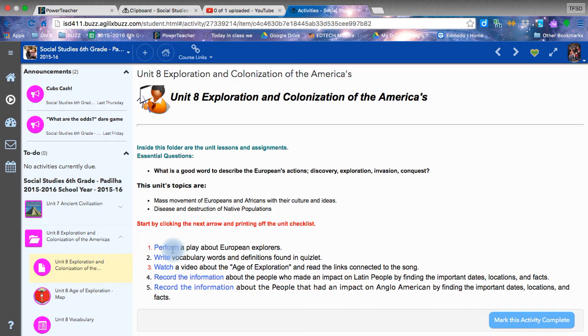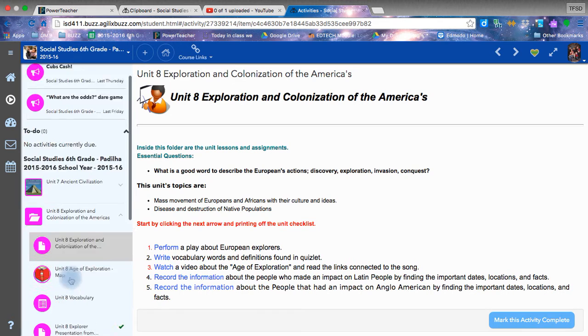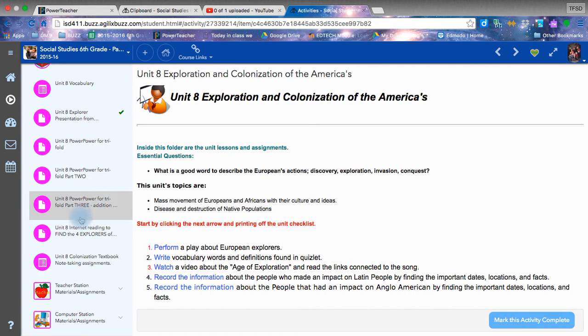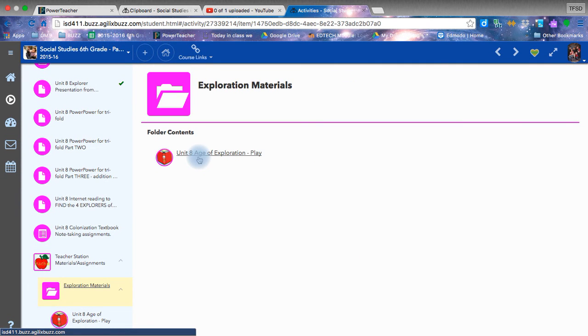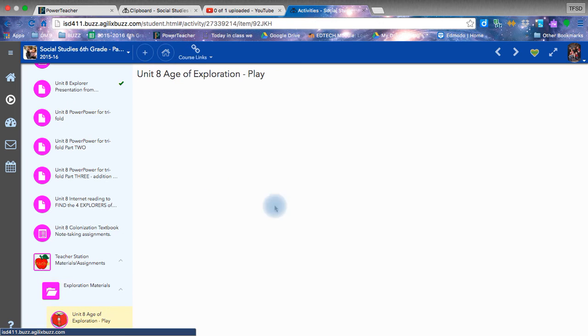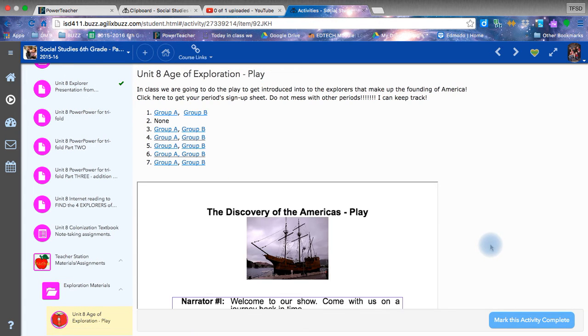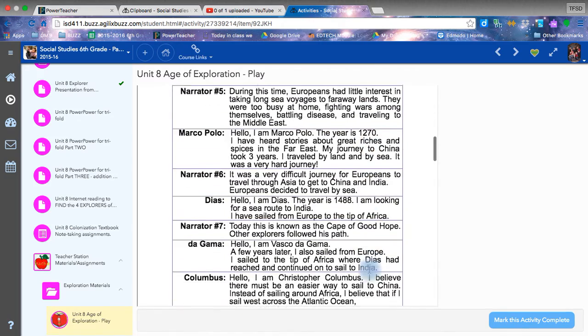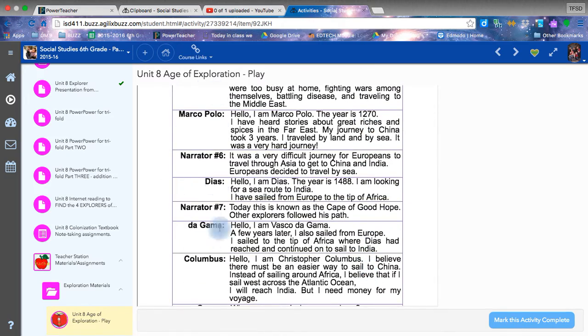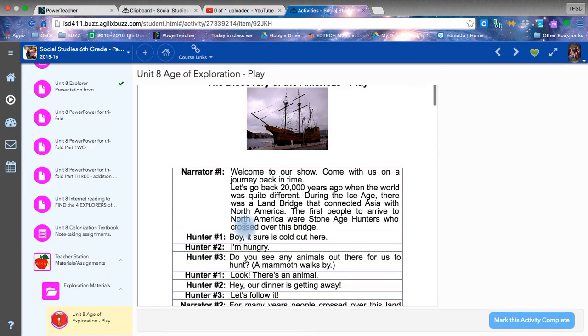Well, we would have performed the play about European explorers. However, you still have access to read the play. It is down here in Teacher Station. If you'd like to read the play, we just don't have time this year to actually implement it and perform. It was a lot of fun, and the play is quite cute. So if you'd like to read the play, it's all right in here. It does help explain some of our key explorers to this area.